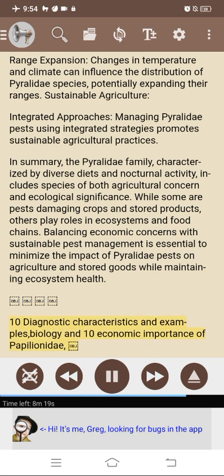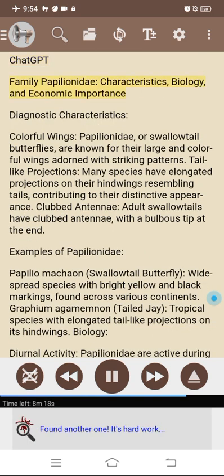10 diagnostic characteristics and examples, biology and 10 economic importance of Papilionidae. ChatGPT. Family Papilionidae: characteristics, biology, and economic importance.